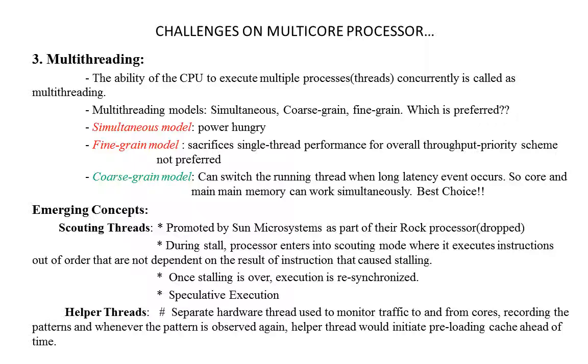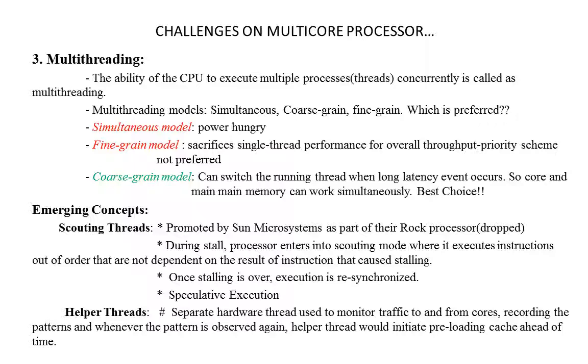There are three types of modules in which multithreading can be implemented. Those are simultaneous, coarse grain, and fine grain. Now I will explain some emerging concepts. Scouting threads. The basic idea is to let the execution of the hardware thread continue even if normally it would stall. For example, the processor switches to a mode called scouting while waiting for the data to be fetched and executes instructions out of order that are not dependent on the result of the instruction that causes stalling. Once the stalling is over, the execution is again resynchronized.